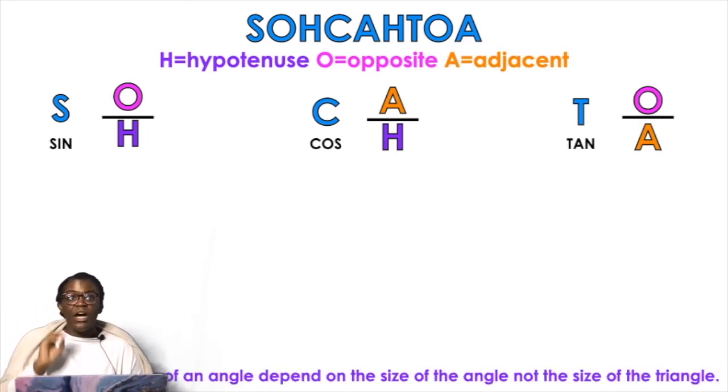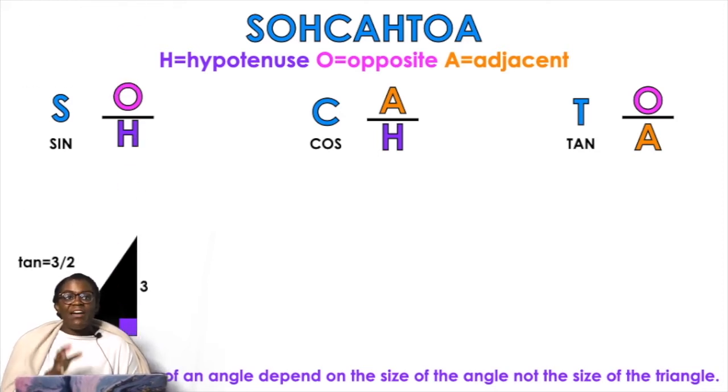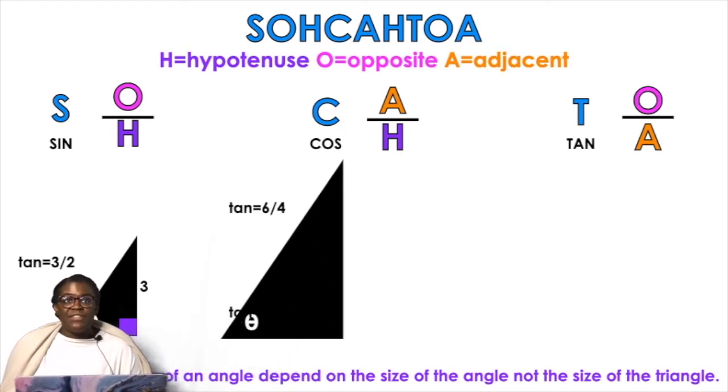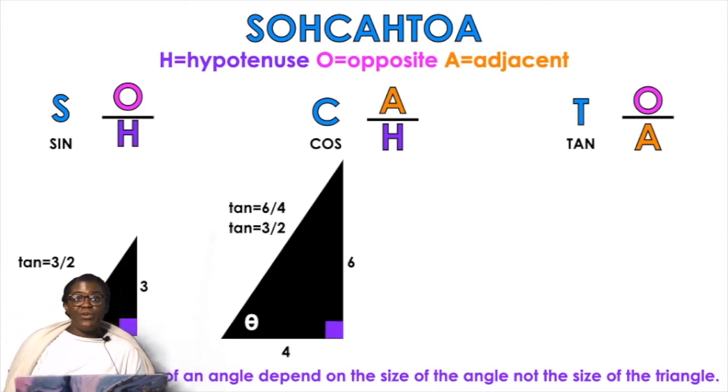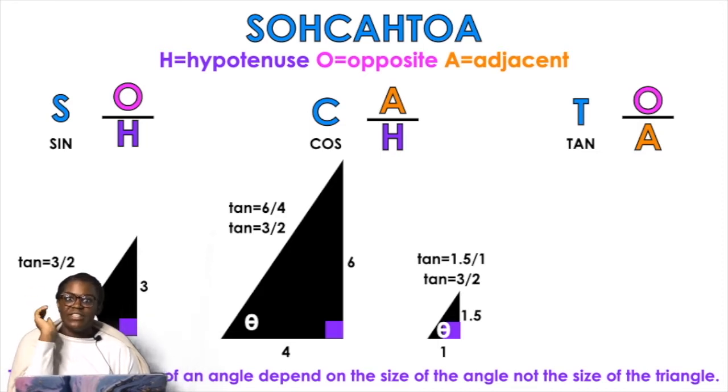Trig values of an angle depend on the size of the angle, not the size of the triangle, okay? If we're dealing with right triangles, and I have a triangle like this with theta, the tangent of theta is the opposite over adjacent, so 3/2, right? Let's say theta is 42 degrees. Even if the triangle is bigger, as long as theta is still 42 degrees, when I simplify that ratio, let's say I get 6/4 this time, it's still going to be 3/2. I could do another, tiny triangle, but theta is still 42 degrees. When I simplify the ratio of opposite over adjacent, 1.5/1, I'm still going to get 3/2.